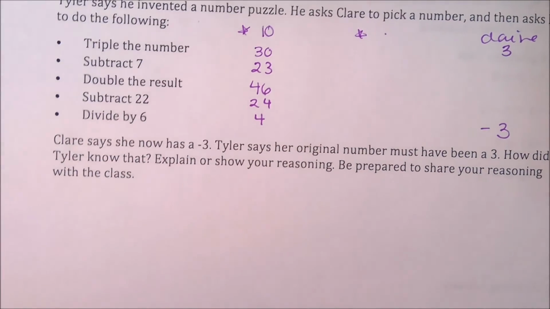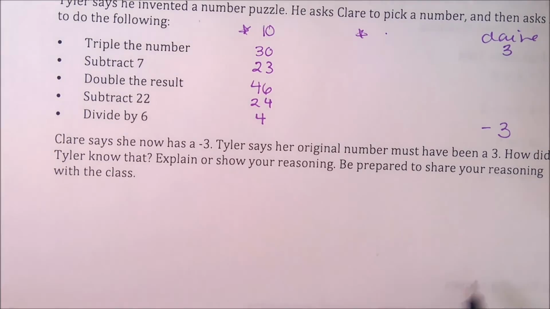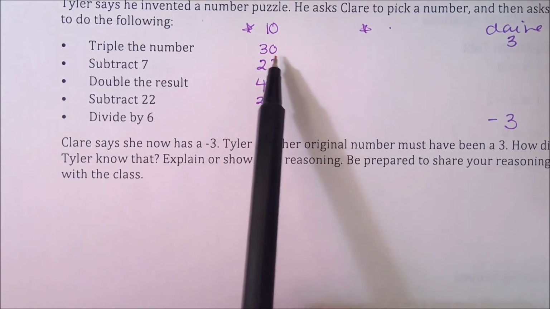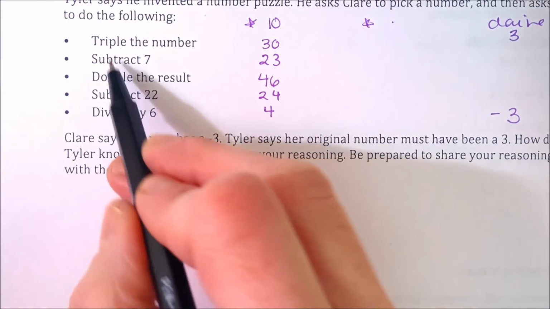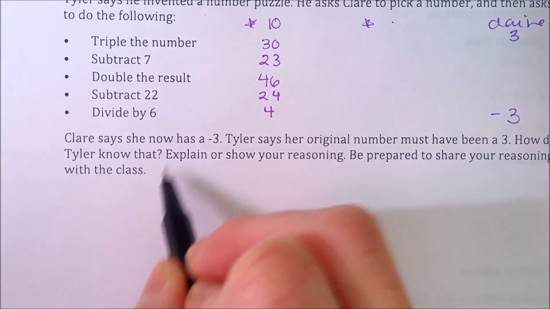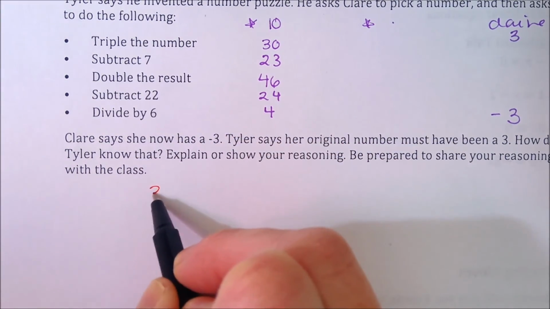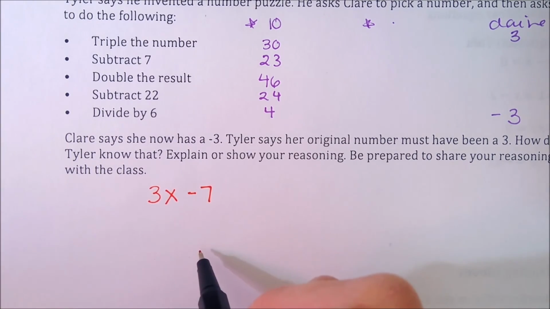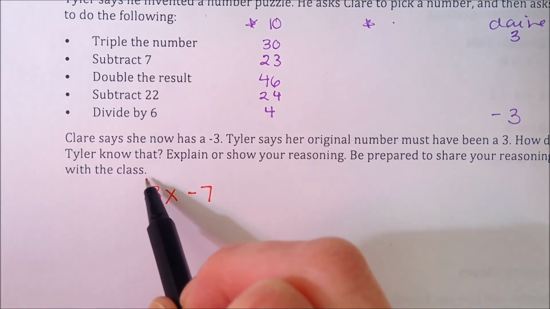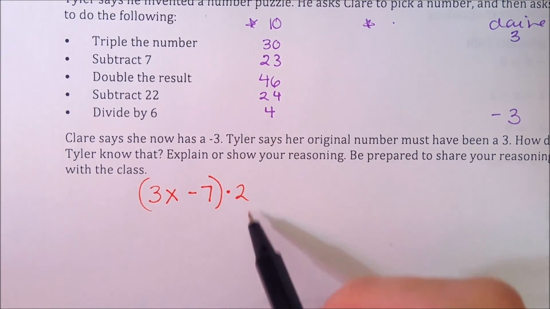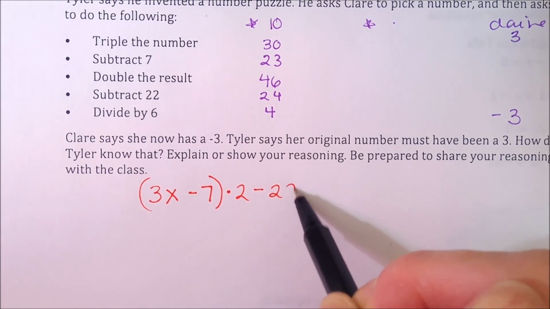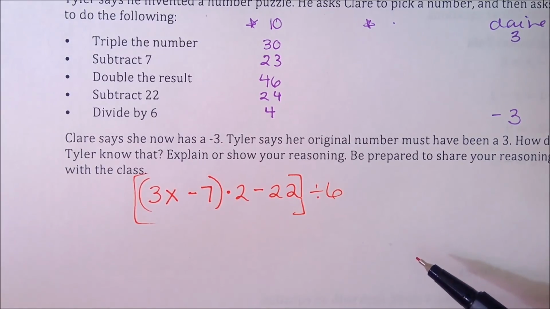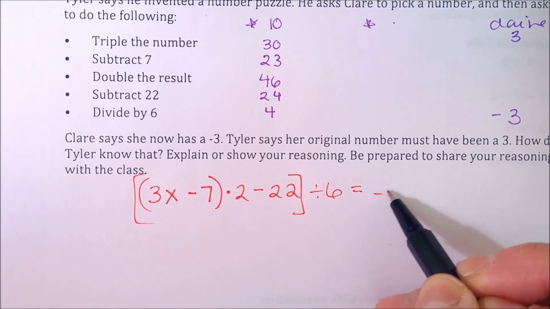Okay, hopefully you came up with something on your own. Maybe you came up with an expression. So maybe, for example, you went through and you said, okay, we don't know the original, so I'm going to call that X. So maybe you triple the number, then subtract 7. Then you double the result, so this gets doubled. Then you subtract 22, and the whole thing is divided by 6. And that had to equal -3.